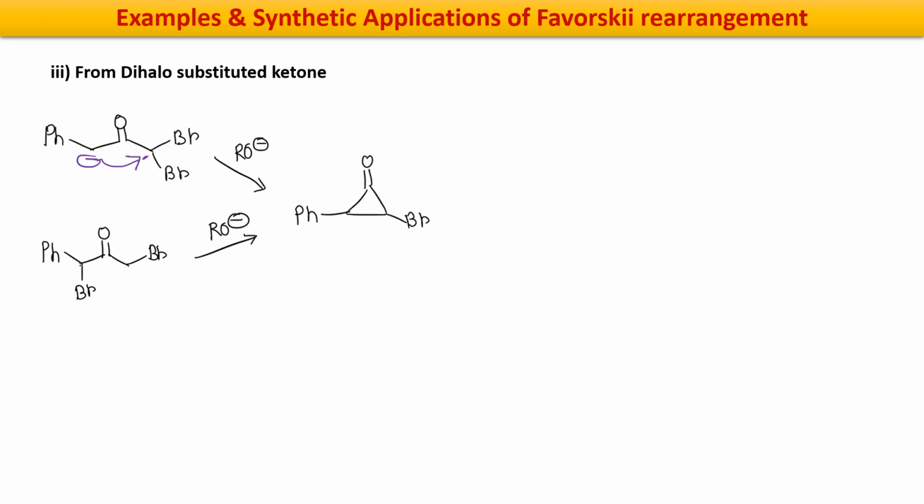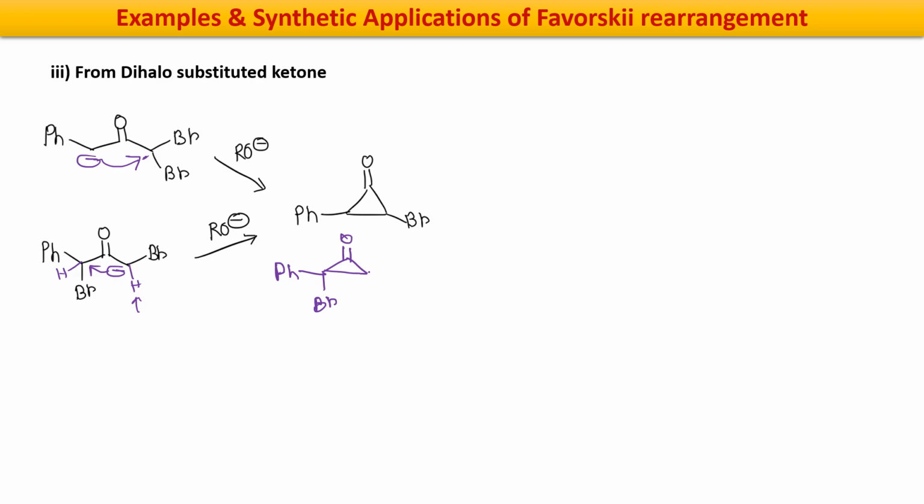Now for the second substrate, two different possibilities are there, but the approach of base for this hydrogen is better, that is sterically less hindered. So if the negative charge is generated here, you will be getting the same intermediate. Suppose you are thinking about the other possibility, generating the negative carbon at the left hand side carbon, in that case this should be your intermediate.